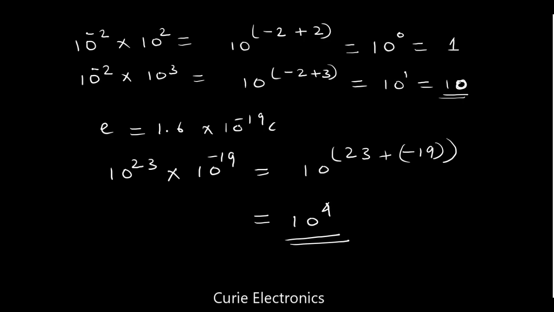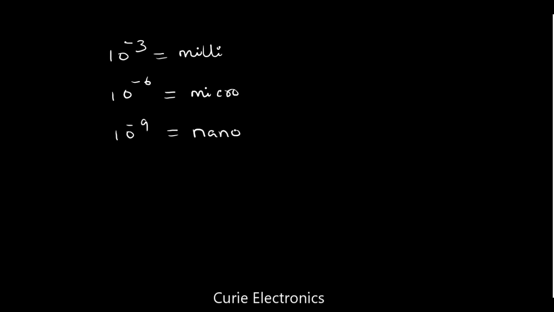Now again, we have not seen what is micro, nano. In electronics we are going to face these numbers also. So that means we already saw 10 to the power minus 3 equals what we call milli. 10 to the power minus 6 is equal to micro. And 10 to the power minus 9 equals nano. We call it nano. 10 to the power minus 12 equals pico. 10 to the power minus 15 equals, up to minus 12 is fine, femto.